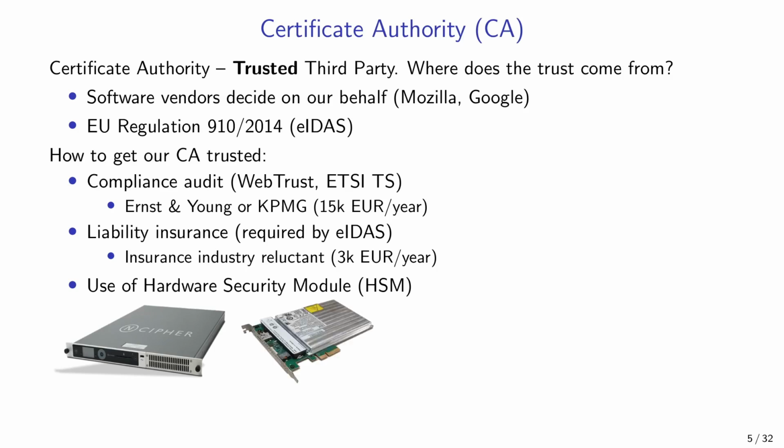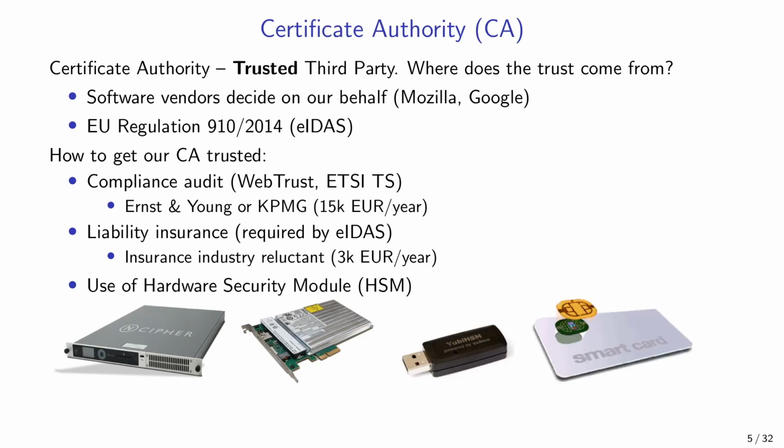HSMs can also be in the form of a PCI extension card or even a USB token. A smart card can also serve as an HSM, but it is rather slow and lacks some more advanced capabilities of an HSM. Now, these HSMs are usually certified at different security levels, and to store the CA private key, we would need to use an HSM that is certified at some specific minimum security level.